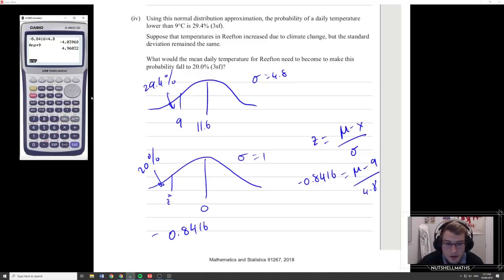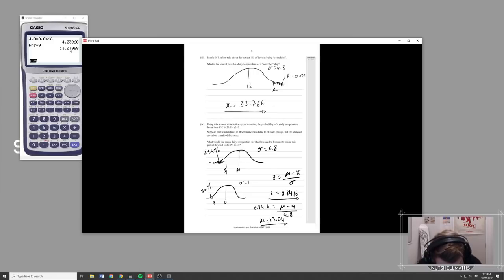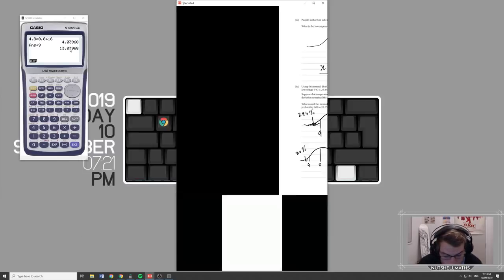Okay, that's not right. What have we done wrong? Maybe it's not even meant to be negative. 4.8 times 0.8416 plus 9. I think that's right. Or is it x minus the mean? Have I done the formula wrong? I told you I always get it wrong. No, it's mean minus x, I'm pretty sure. You're trying to trick me. That's what I've done wrong here.